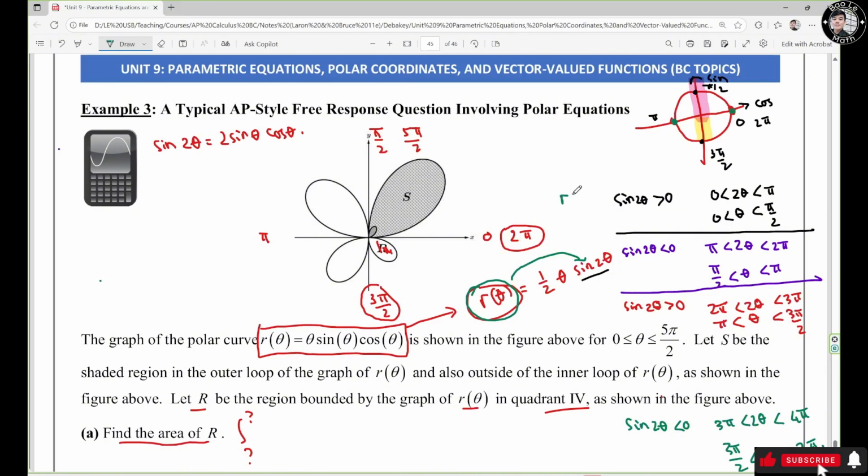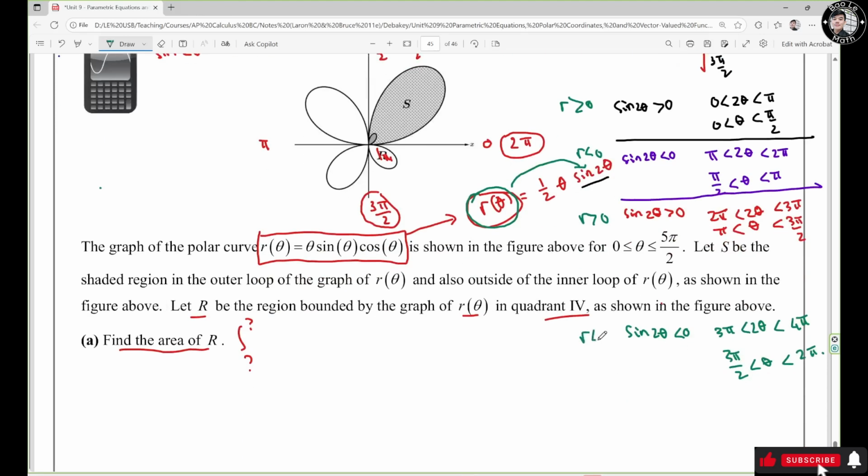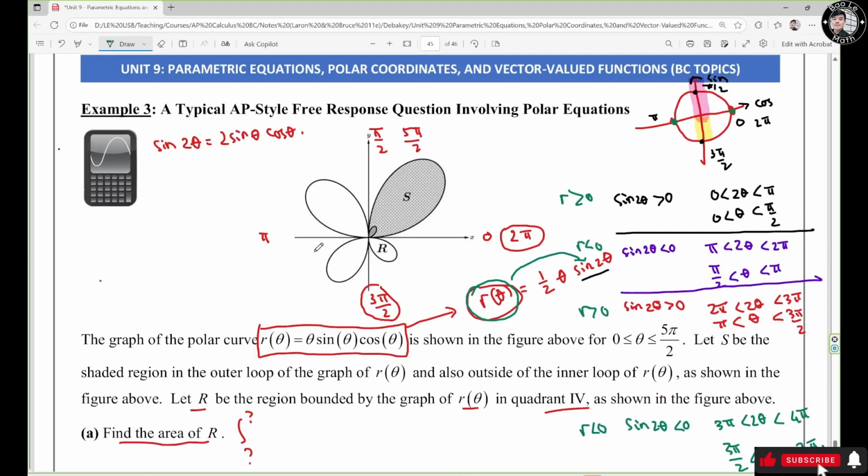So this one makes the radius positive. This one makes the radius negative. This one makes the radius positive, and this one makes the radius negative. Now remember, in polar coordinates, when the radius is positive, the point (r, theta) lies in the direction of angle theta. When the radius is negative, the point (r, theta) is plotted in the direction of theta plus pi, which is directly opposite, right?